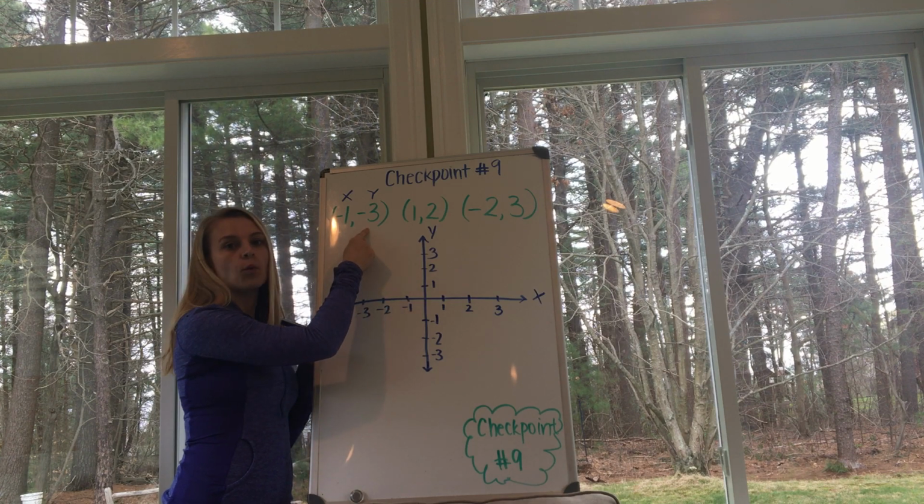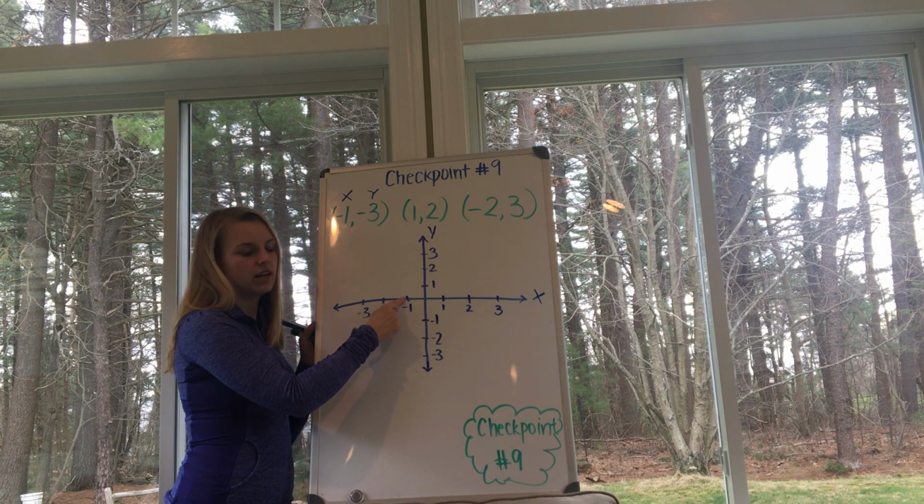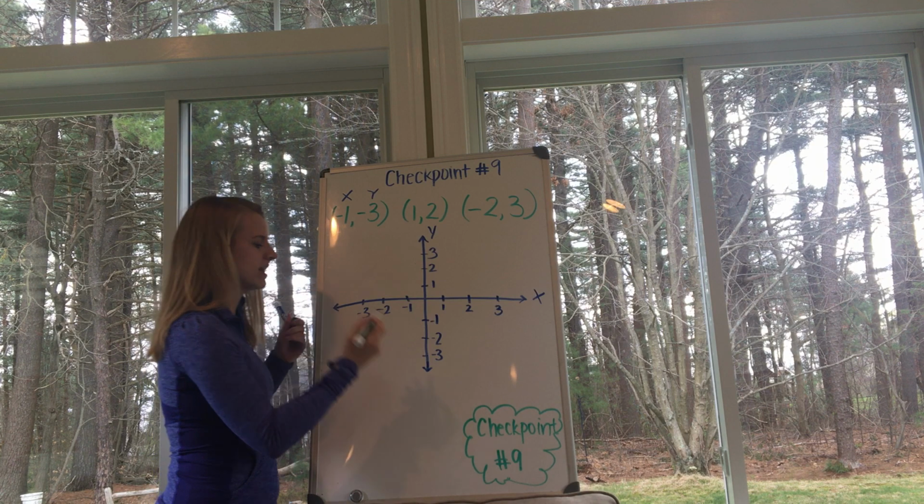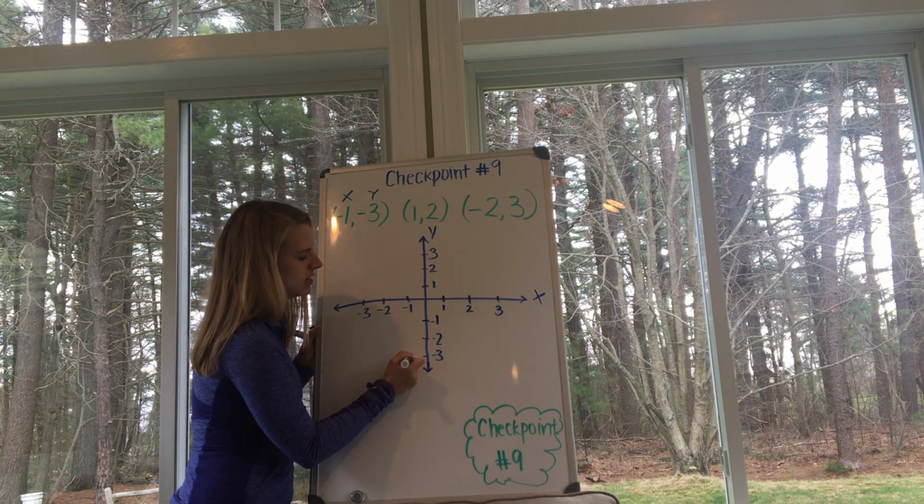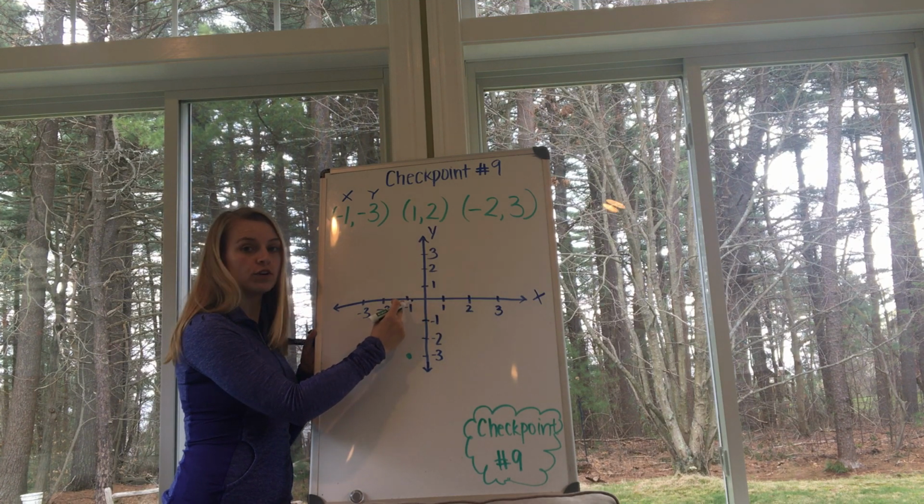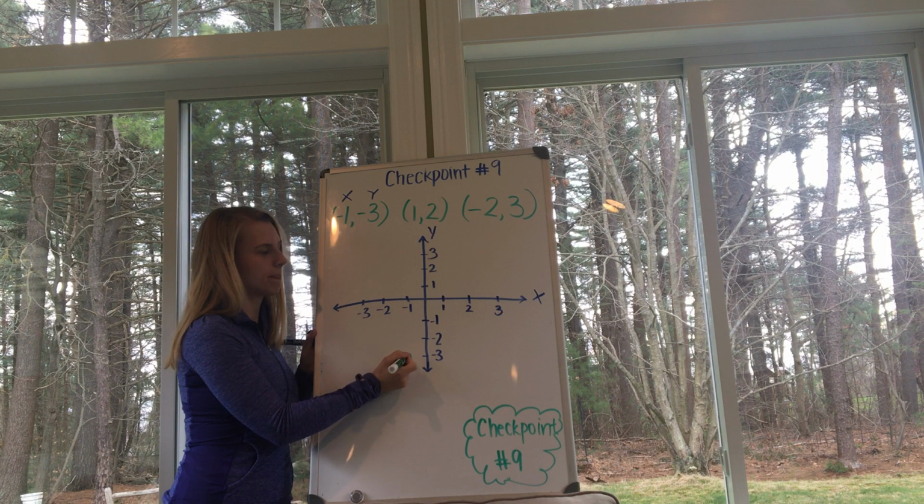To do that, we're going to look at the y coordinate, which is -3. So we start at -1, we're going to go down to -3. I'm going to put my point right there. That's where they meet, -1 and -3. You have to make sure you're still over to -1 and down to -3. That's where they meet in the middle.